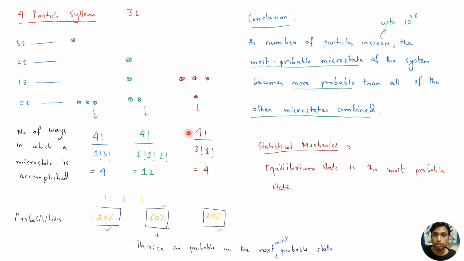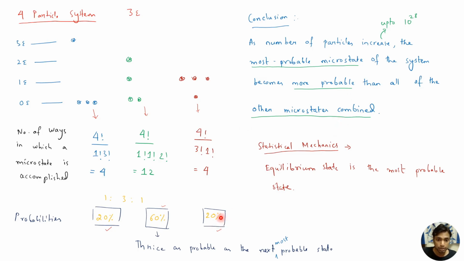Okay, so the conclusion is that as you increase the number of particles, so we saw with 4 particles, then we can ask with a 5 particle system in how many ways we can arrive at this 3e macrostate. If you do that, then we can look into 10 particles, 15 particles, but in reality we'll have 10 to the power 28 particles per unit volume. So what will happen is the number of particles will increase and the most probable microstate of the system will become more and more probable than all other microstates combined.